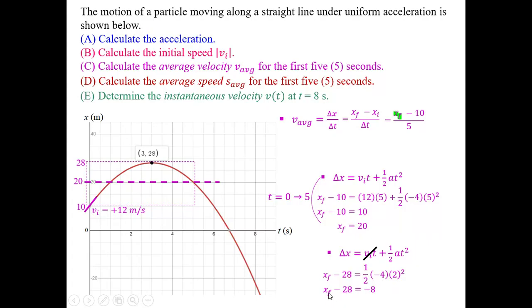And then once again, to solve for xf, you would just need to move this negative 28 to the right side. So therefore, it would just be negative 8 plus 28, which would give you positive 20. As you can see, the values check out, right? If you did the first strategy from 0 to 5, it checks out. At 5 seconds, the object's at 20.